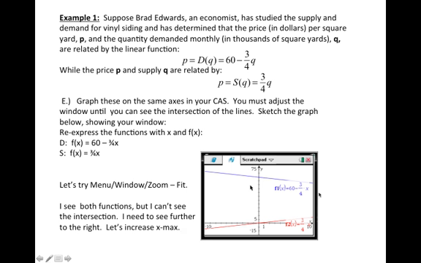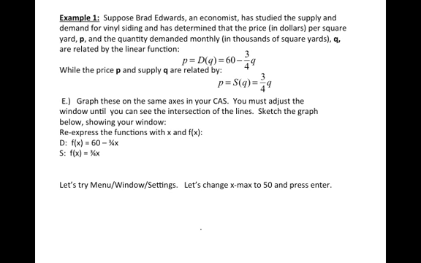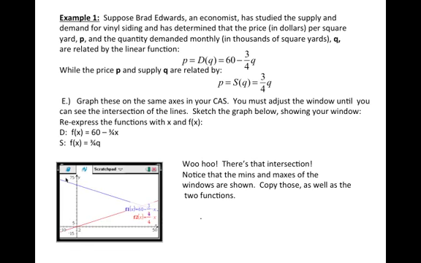So on this screen with the picture of the graphs, what you want to do now is press Menu, then select Window and Settings. Then tab down or arrow down, whichever one lets you move from item to item. Change the X max to 50 and press enter, or tab down and press OK. Once you do that, you should be able to see the intersection. Woohoo! There it is.